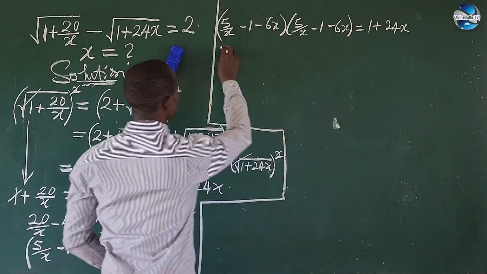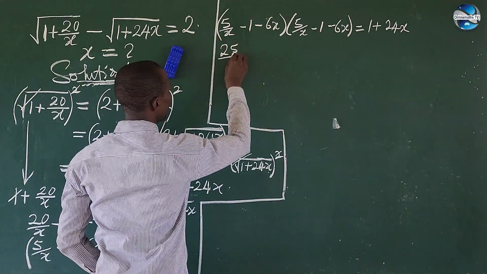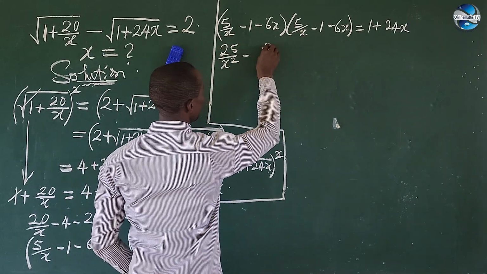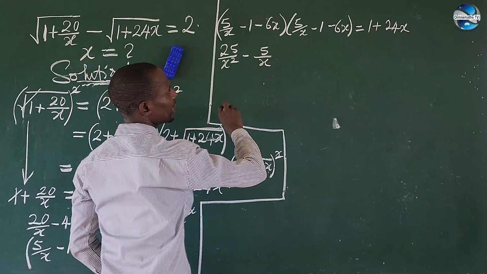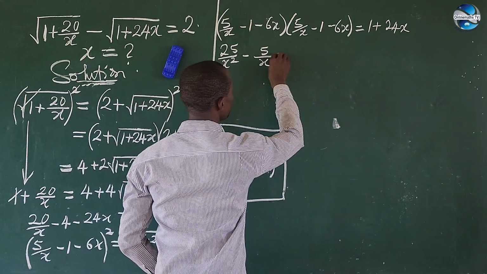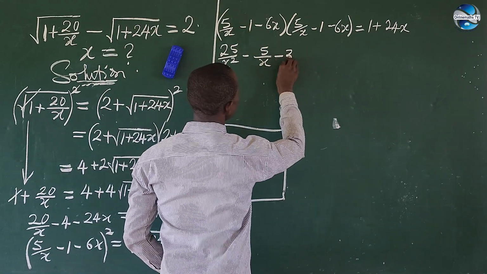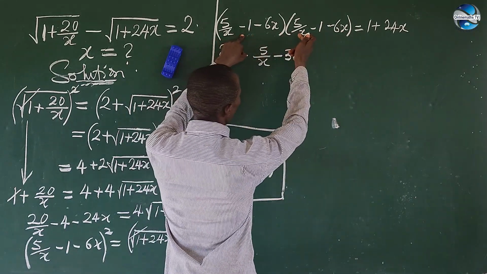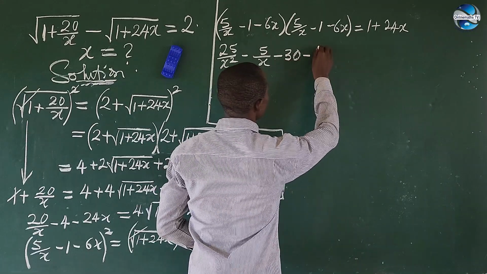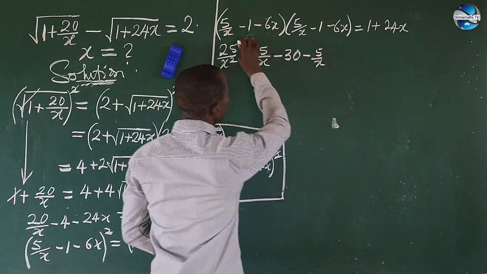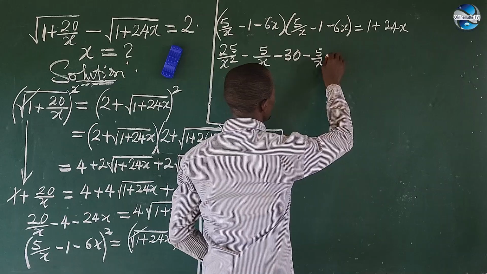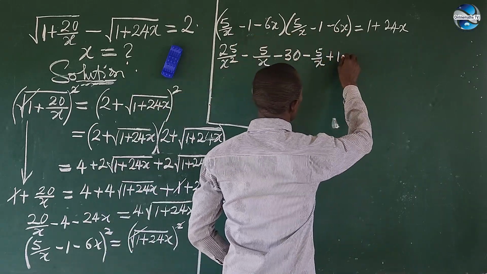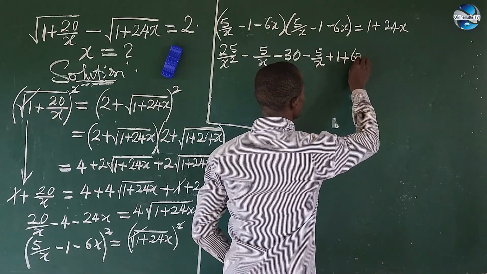This times this will give us 25 all over x squared. This times this will give us minus 5 all over x. This times this will give us minus 30, right? It's 30. Then we come to this: minus 1 times this will give us minus 5 all over x. Minus 1 times minus will give us plus 1. Then minus 1 times minus 6 will give us plus 6x.